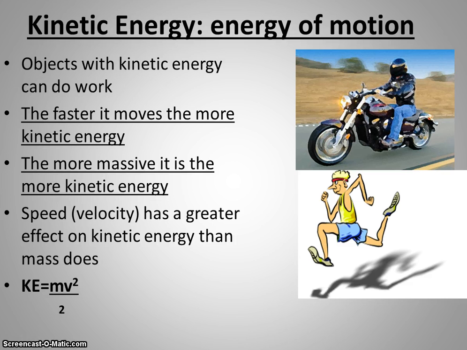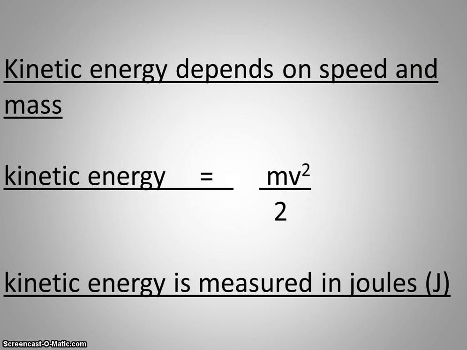Okay, as you look to the formula on the bottom of this page, the formula is kinetic energy is equal to the mass times the velocity squared divided by 2. So clearly, since you are squaring the velocity, the speed of an object or its motion has a greater effect on the amount of kinetic energy it has. Once again, kinetic energy depends on speed and on mass.